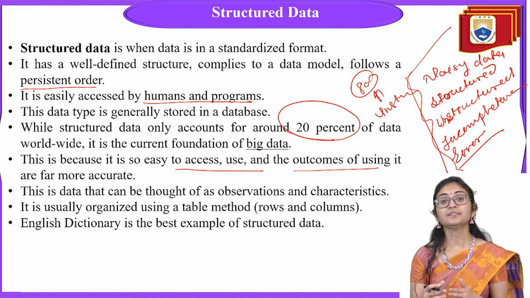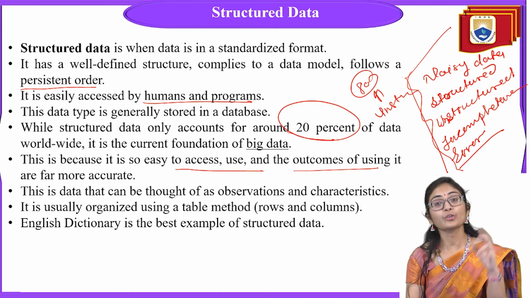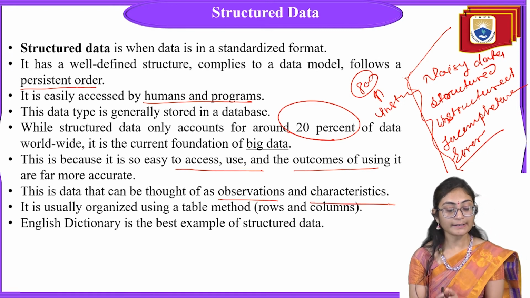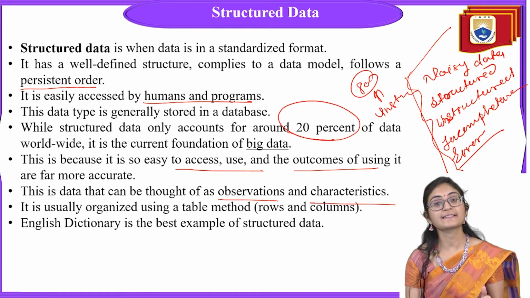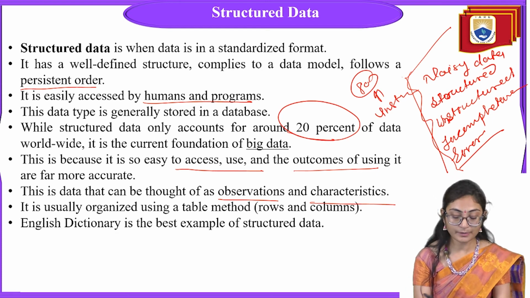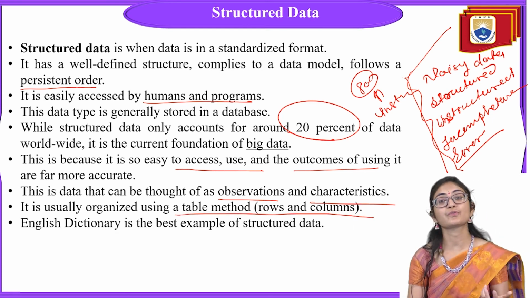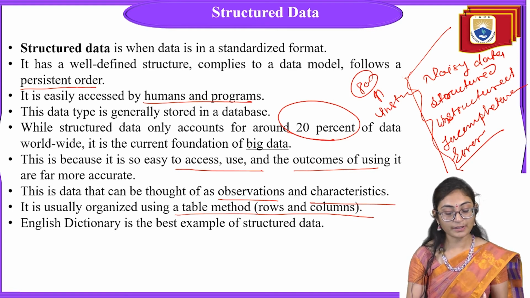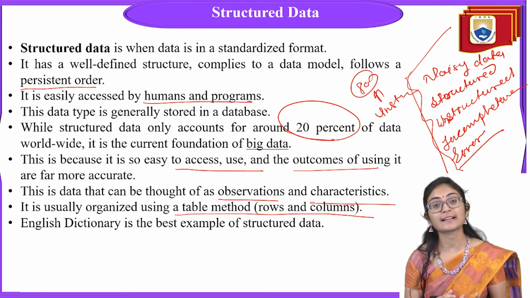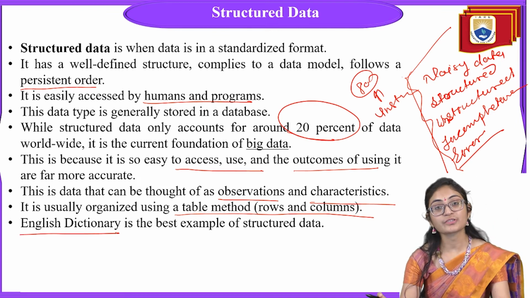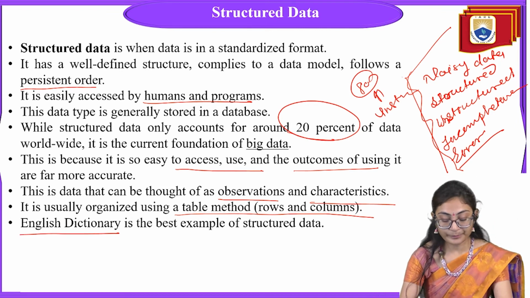This data can be thought of as observations and characteristics. It is usually organized using a table method, and a table is a collection of rows and columns. The best example of structured data is an English dictionary.